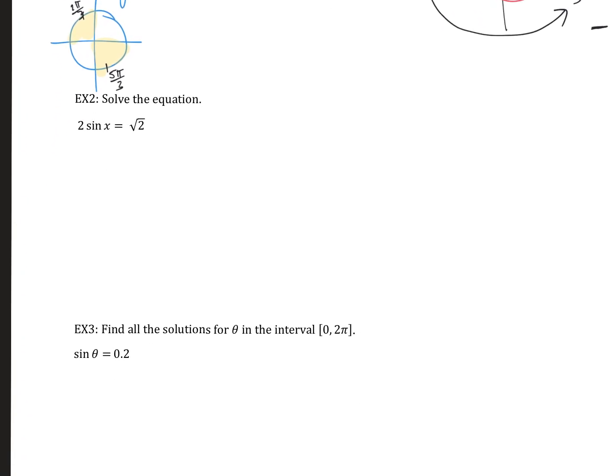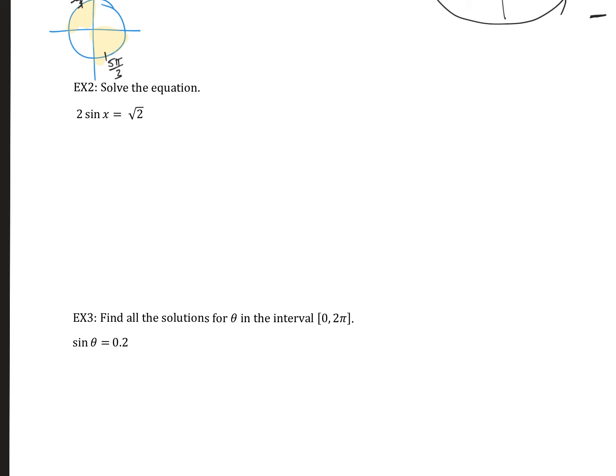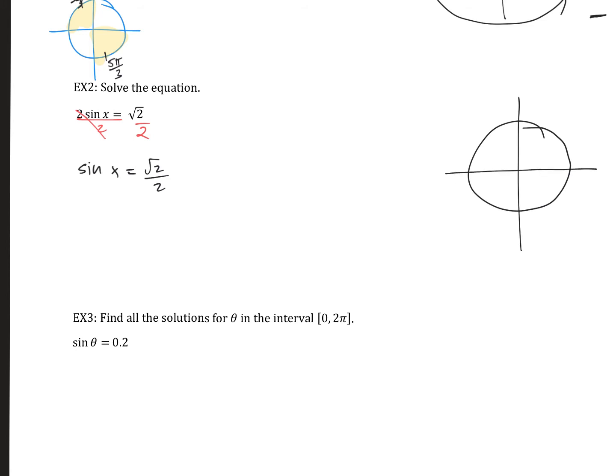Let's look at example 2, solve the equation. So 2 sine of x equals root 2. We want to solve for x, so let's go ahead and divide both sides by 2. And we have sine of x equals root 2 over 2. And we're not given any boundaries for this, so we know that there are many, many different answers for this. So where would they be on the generic unit circle?